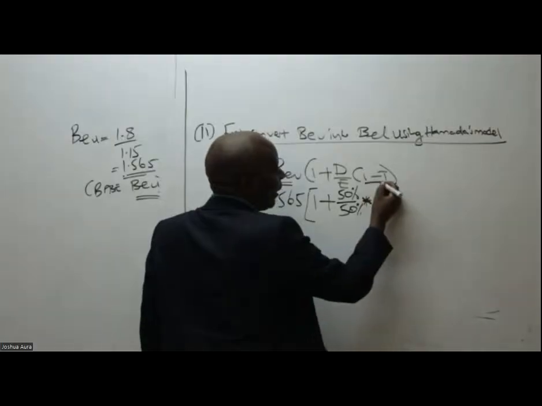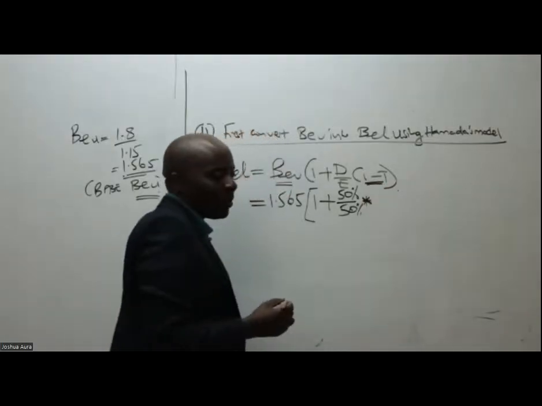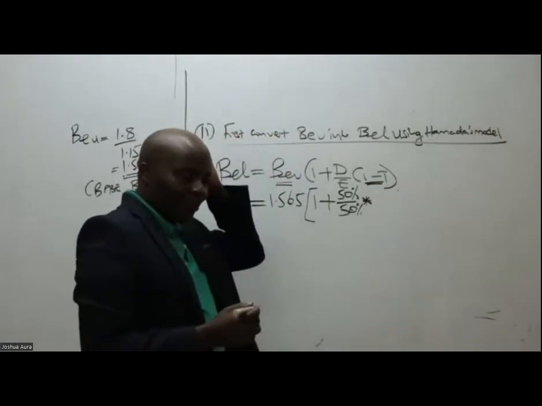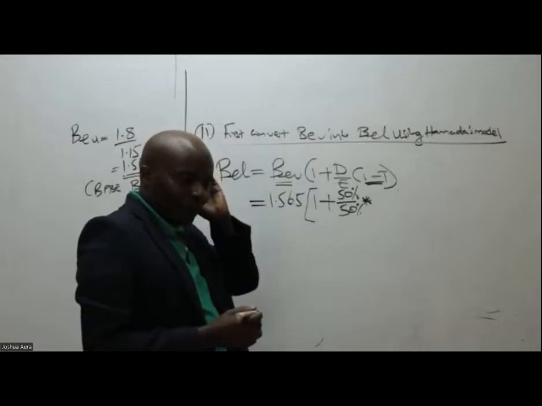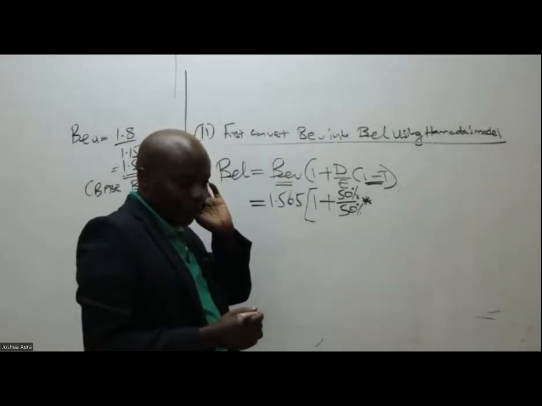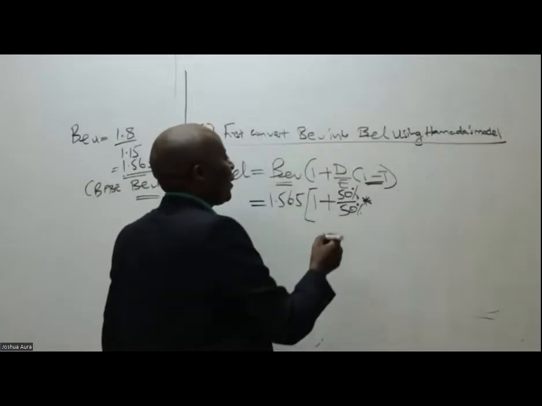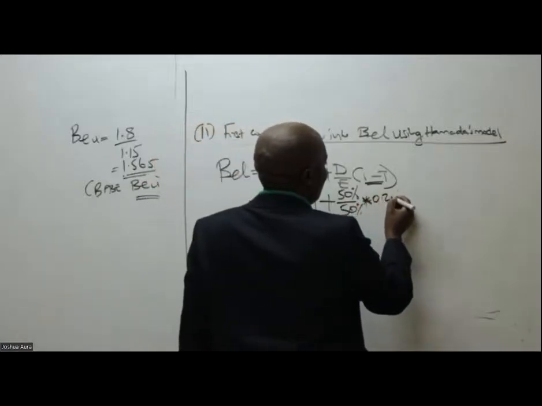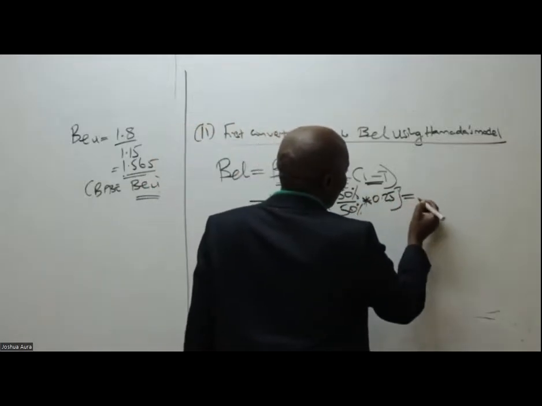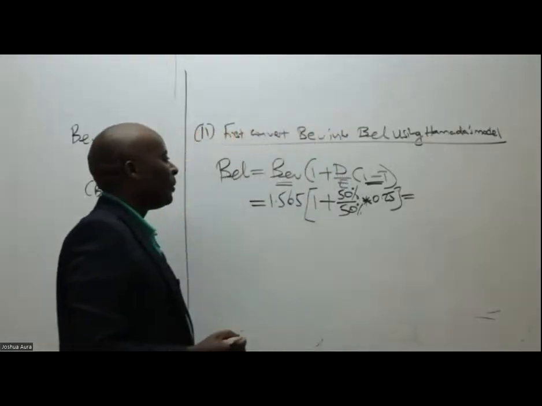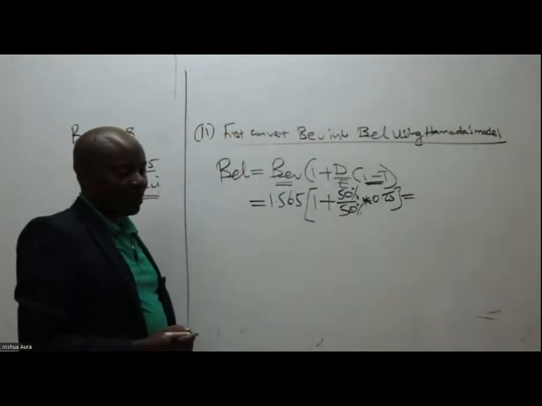Times 1 minus tax. Are you able to remember the 1 minus tax figure? It doesn't keep on fluctuating. 0.25. Thank you so much. So then could you kindly give me this BEL?